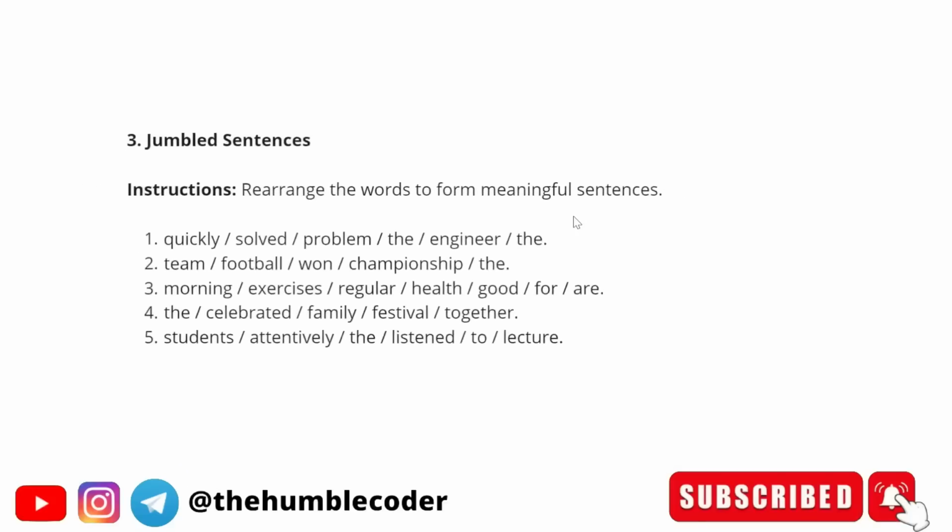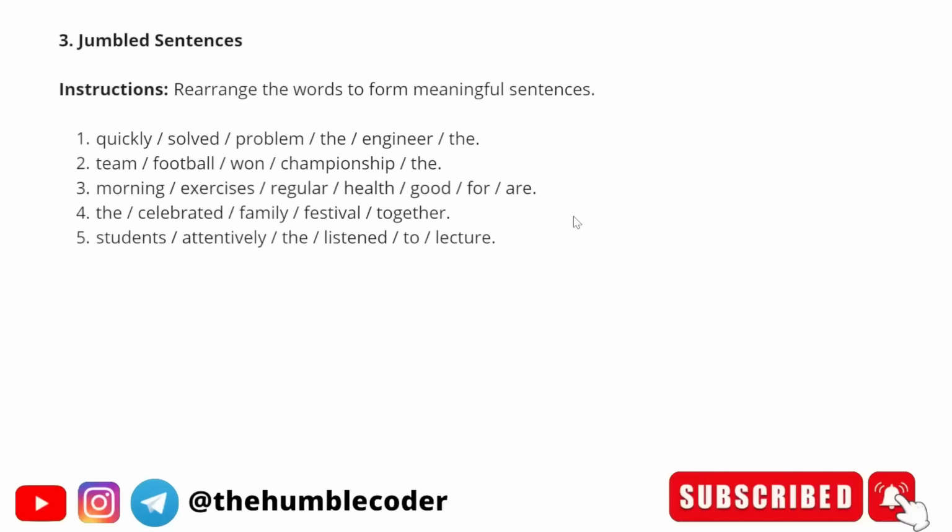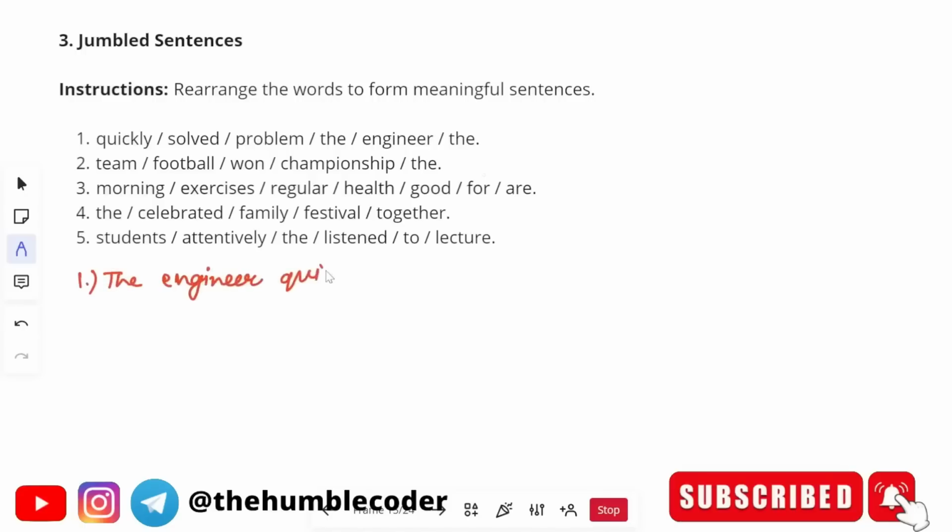So what I will be doing is, I will be writing the answers for these types of questions on the screen. I would highly suggest you that you also do it before directly watching the solutions. So the first sentence is, quickly solved problem the engineer right. So the answer for this is going to be, the engineer quickly solved the problem. Okay, so this is the answer of the first one, which means after rearrangement the sentence would be something like this, that is, the engineer quickly solved the problem.